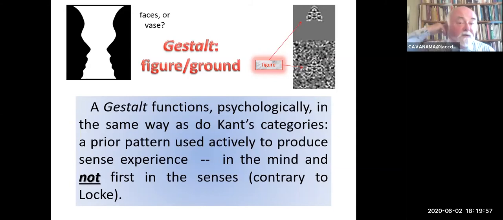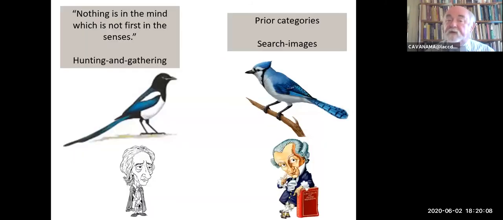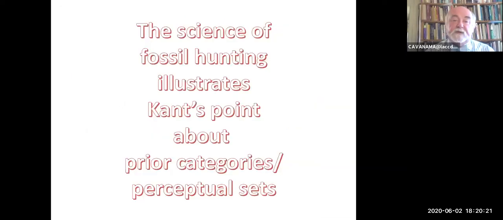The Gestalt functions psychologically in the same way as Kant's categories do. In fact, it was influenced by that idea. Prior pattern used actively to produce sense experience in the mind, not first in the senses, contrary to what Locke says. So what are scientists like? Are they hunters and gatherers like magpies, or are they hunters and gatherers like blue jays with search images?